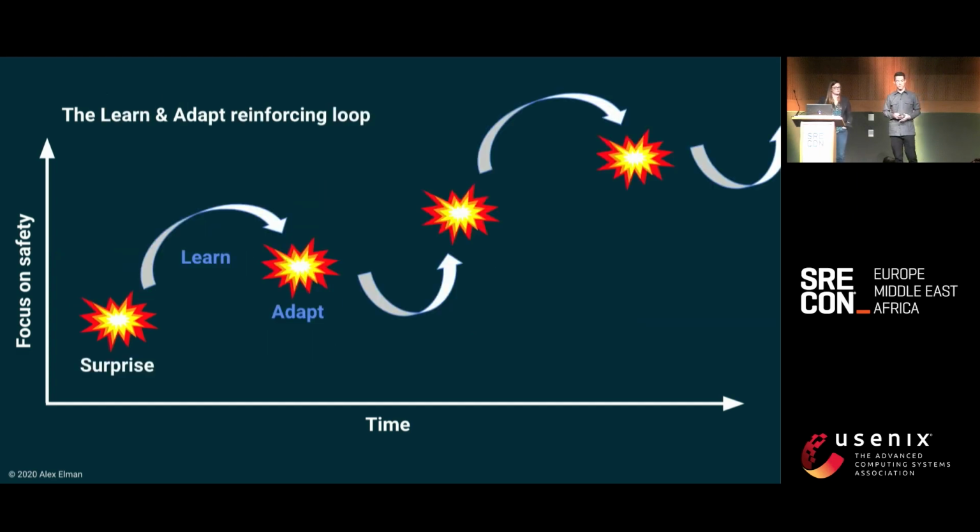In contrast, the learn and adapt reinforcing loop uses incidents as an opportunity to increase general knowledge and preparedness with each encounter with an incident, and in that way, it helps the organization get safer and safer as time goes on. It's a forward-looking process instead of a backward-looking process. The prevent and fix cycle is like a treadmill. And what do we know about treadmills? You do a lot of work on a treadmill, but you don't go anywhere. Contrast that with the learn and adapt reinforcing loop.